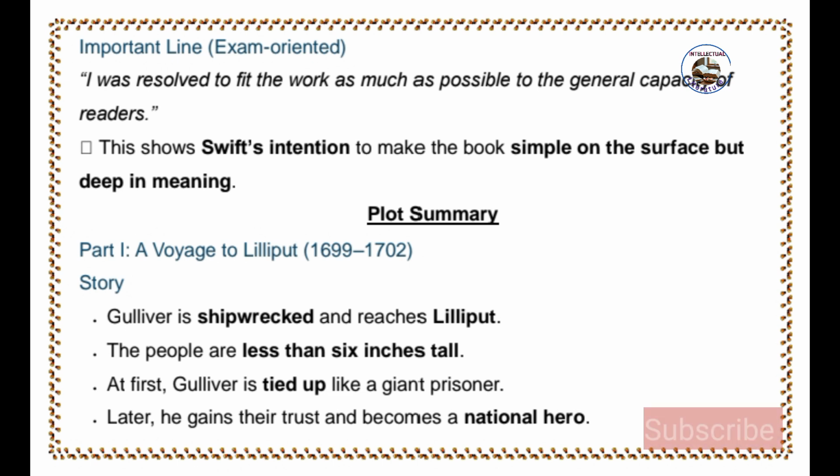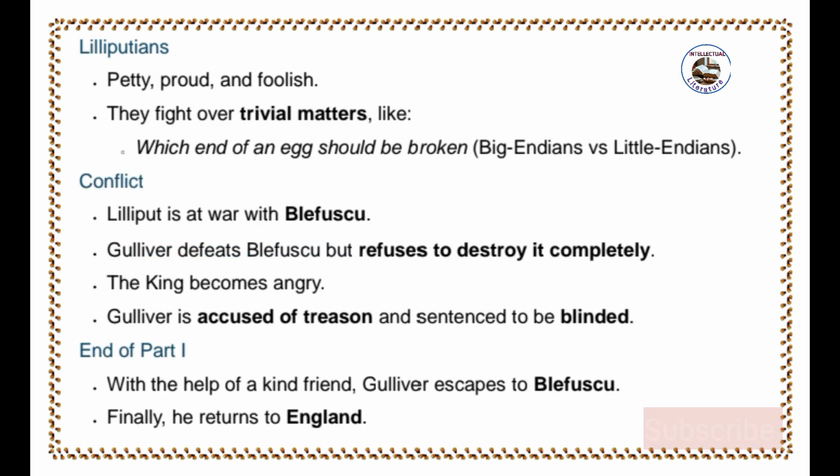First part: a voyage to Lilliput. The period was 1699 to 1702. The story of this first part: Gulliver is shipwrecked and reaches Lilliput. The people are less than 6 inches tall. At first, Gulliver is tied up like a chained prisoner. Later, he gains their trust and becomes a national hero.